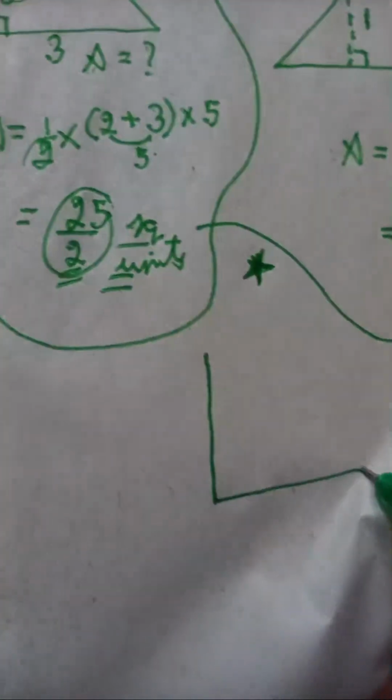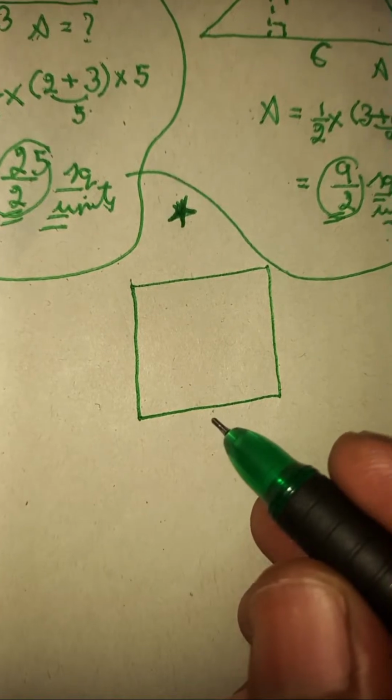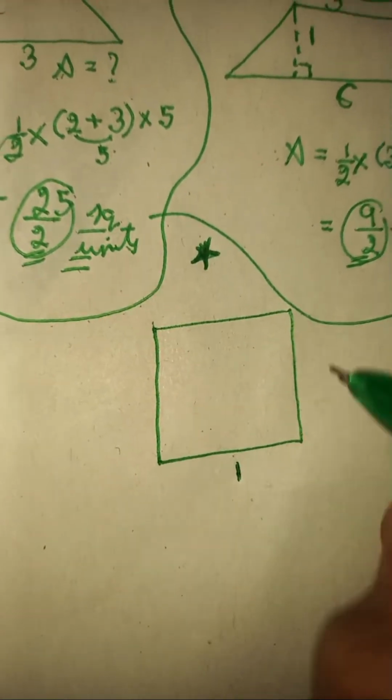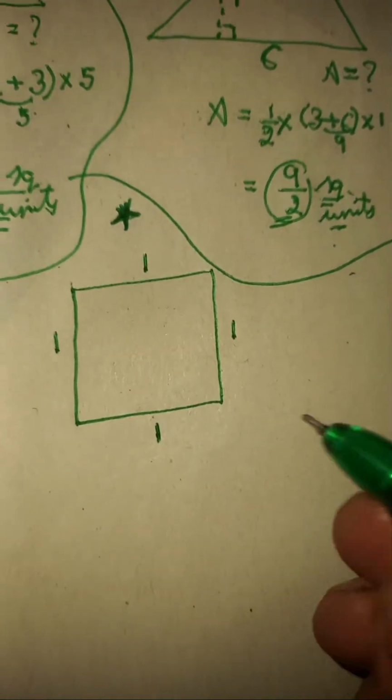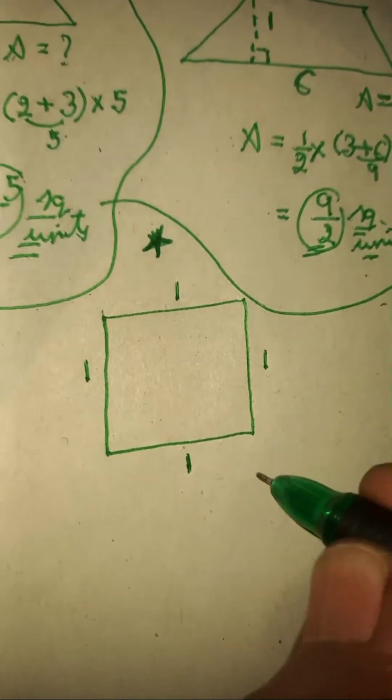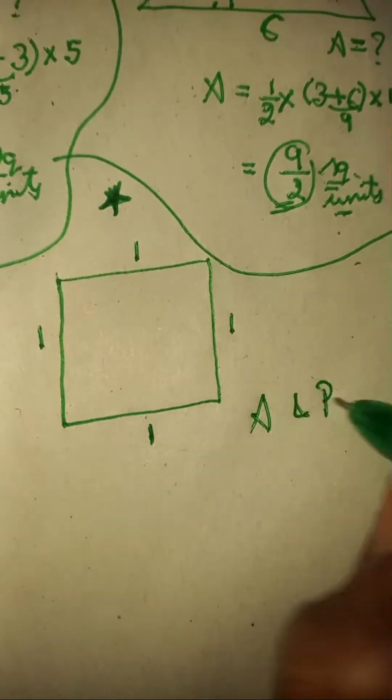Of the square, area and perimeter you must find out. Here they have given side length as 1 unit. All four sides are going to be equal to 1 unit. So now we can find it out. What is the area and perimeter?